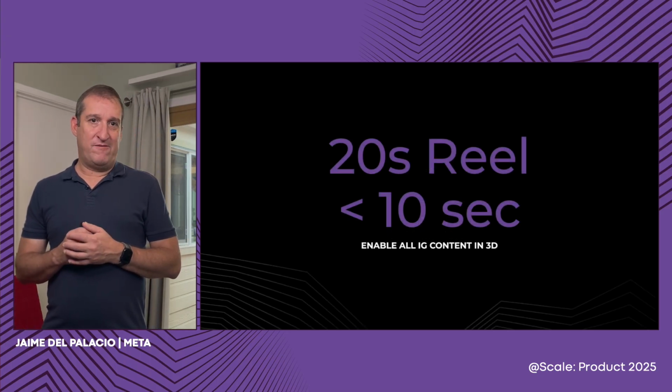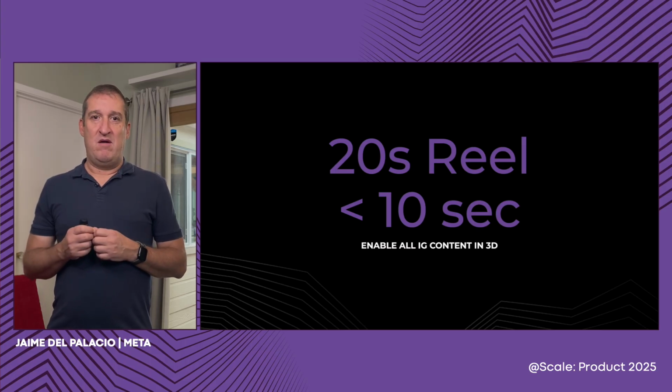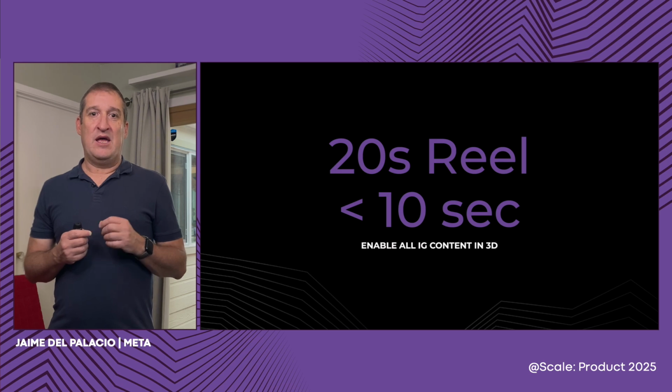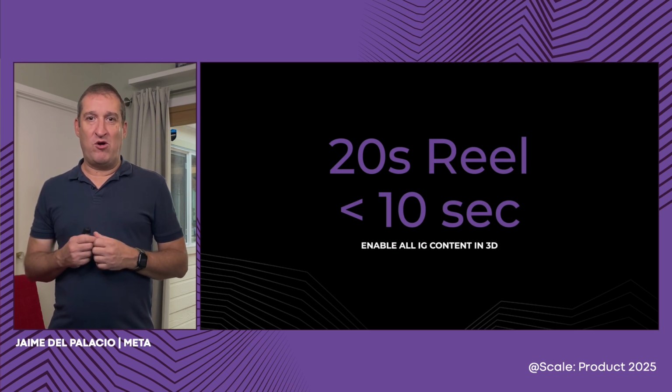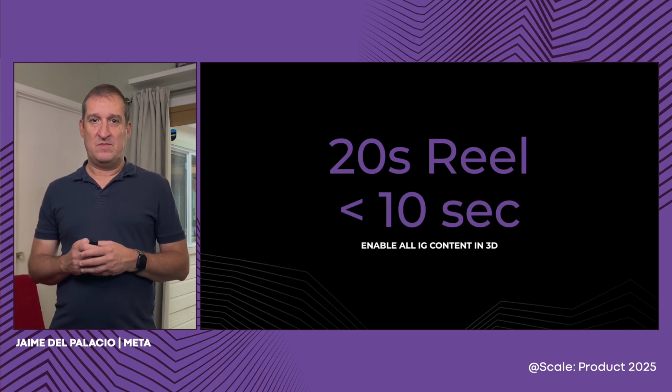All this work paid off. We are able now to convert faster than real time. Most of the videos are converted in less than 10 seconds. And this enables our vision to convert all content of IG into 3D for our Quest users.